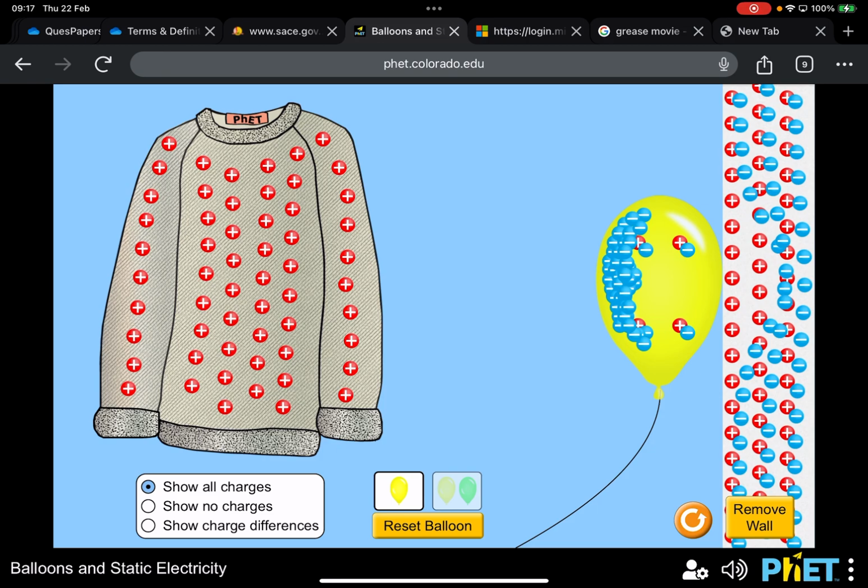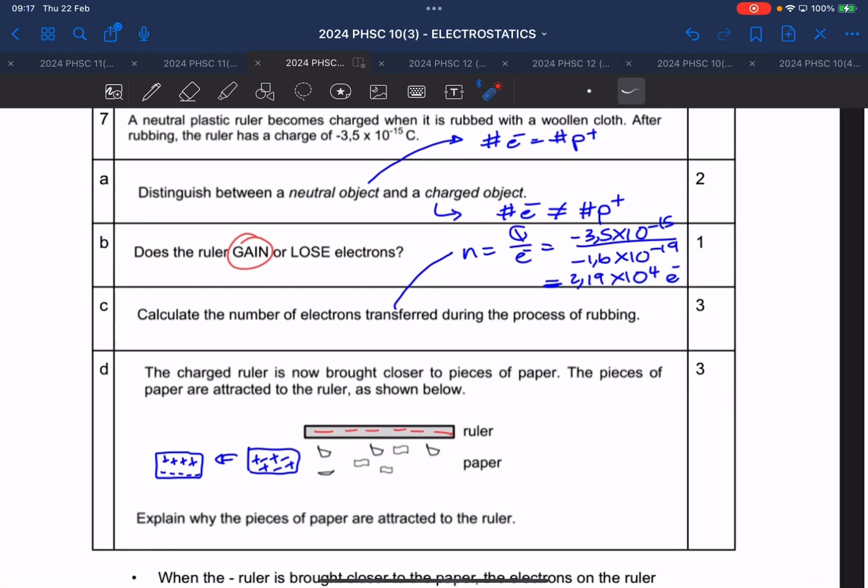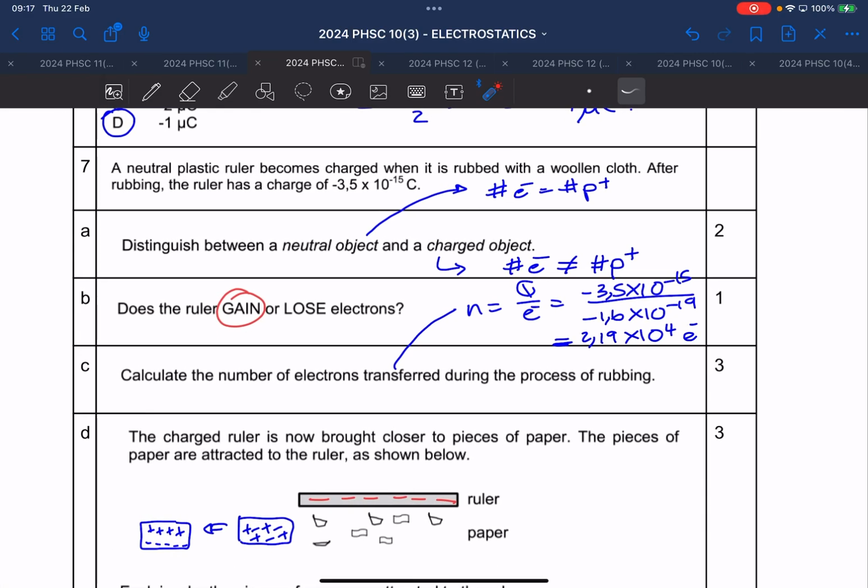Sharp. Anyone else? Yes. You said the ruler is negatively charged. How do you know that it's negative? Because it doesn't say... the text.